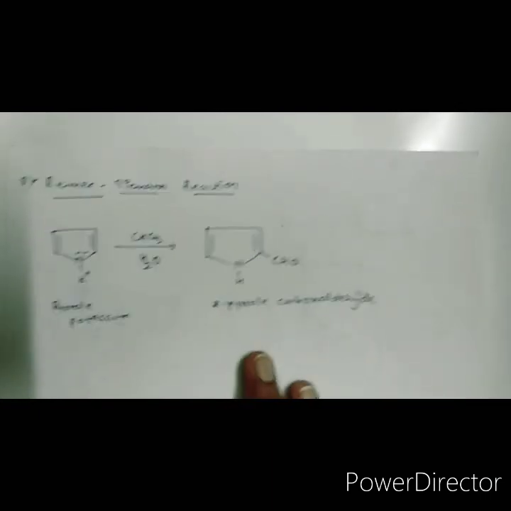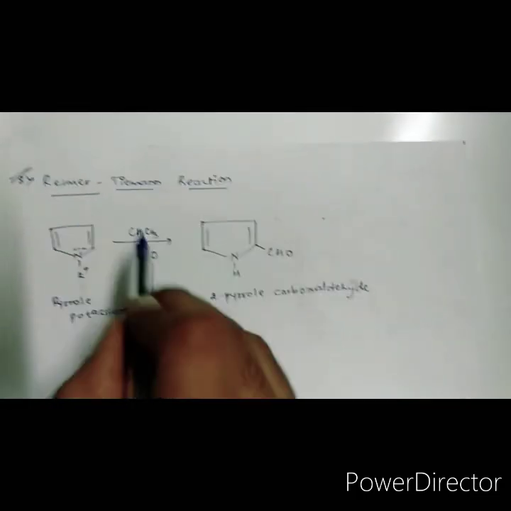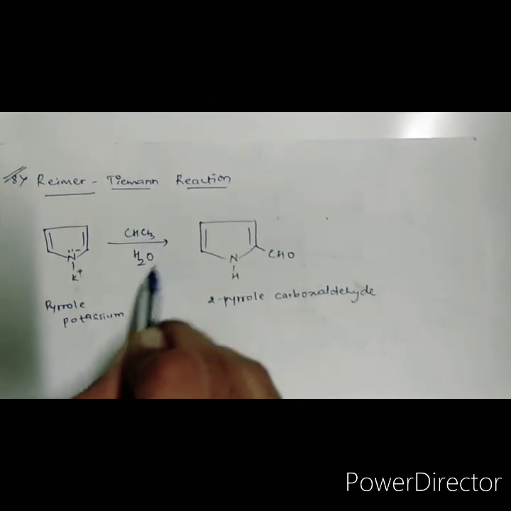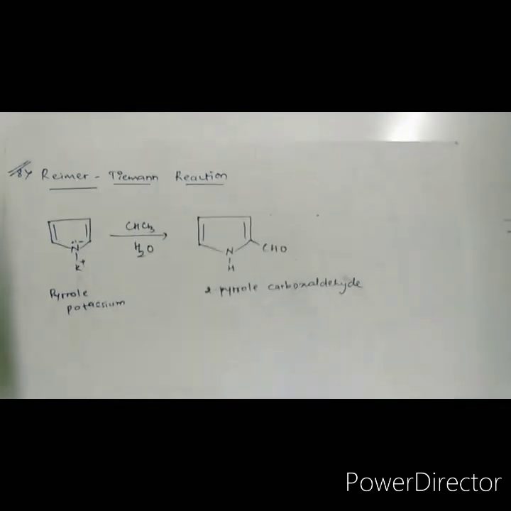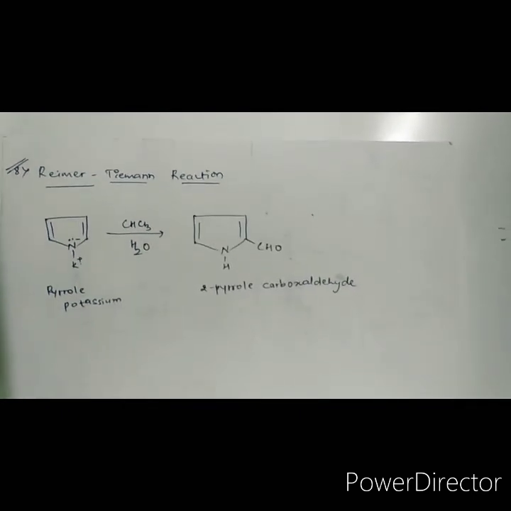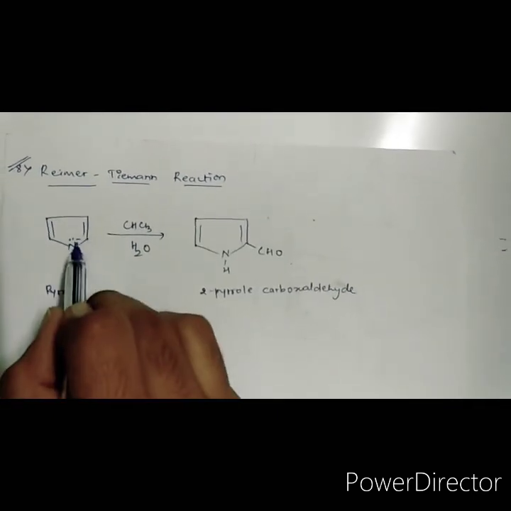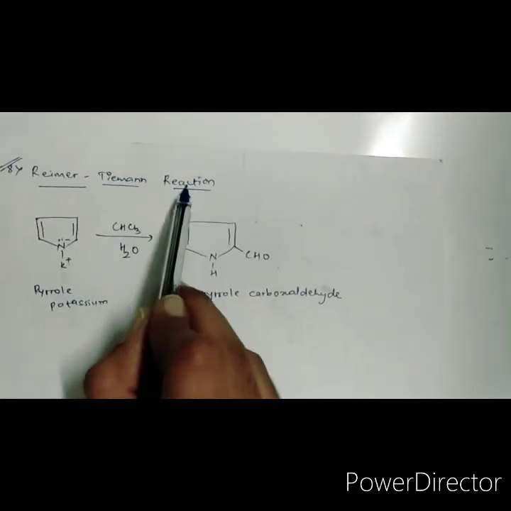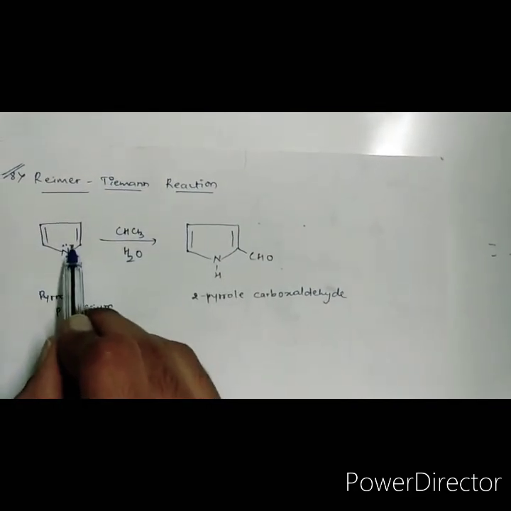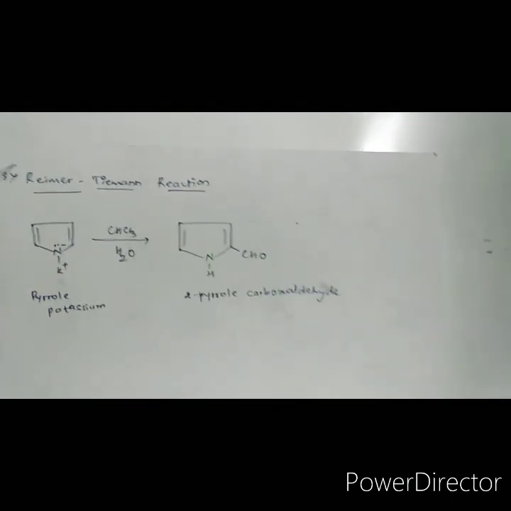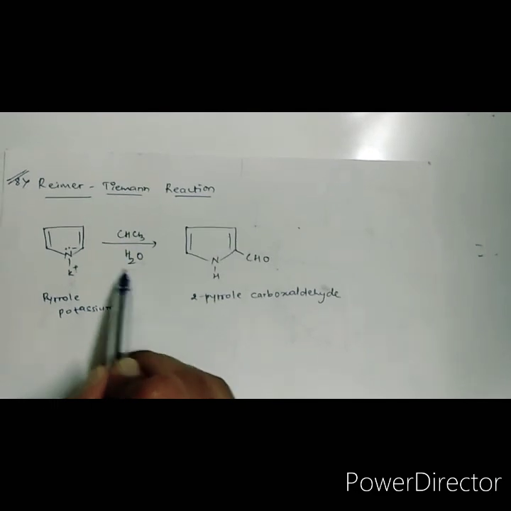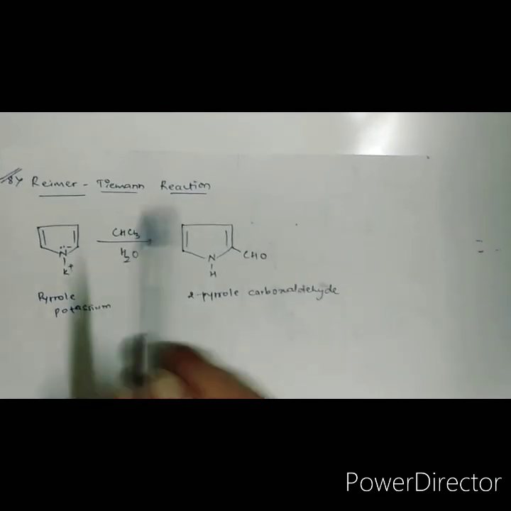So the next reaction is the Reimer-Tiemann reaction. This is an important reaction of pyrrole, wherein the potassium salt of pyrrole reacts with chloroform in presence of water. In case of ring expansion, the chloroform in presence of sodium ethoxide is reacted with the potassium salt of pyrrole. But in case of the Reimer-Tiemann reaction, potassium salt of pyrrole reacts with chloroform in presence of water. So there are two different reactions with chloroform itself, but the reagents change, that is water and sodium ethoxide.